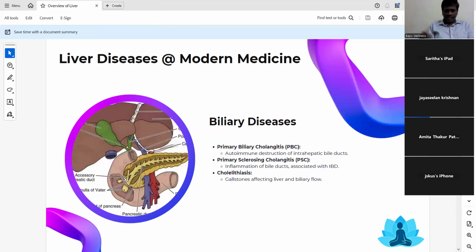Then biliary diseases. Primary biliary cholangitis is an autoimmune condition where there is destruction of intrahepatic bile ducts. So the bile ducts are damaged by an autoimmune condition. Another one is primary sclerosing cholangitis, where there is inflammation of the bile ducts.